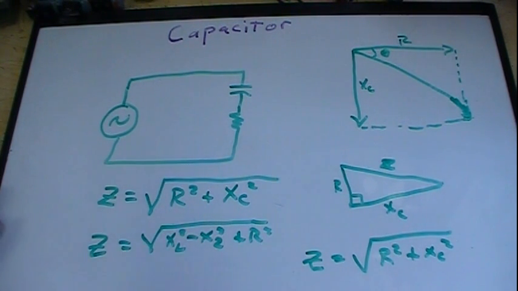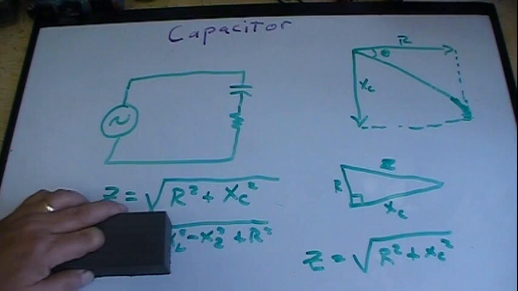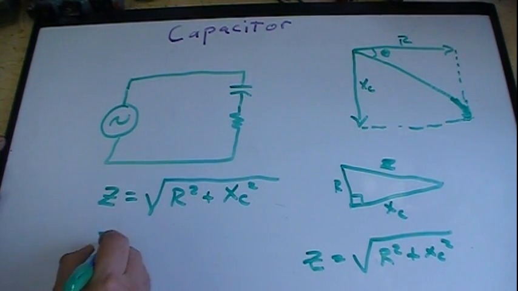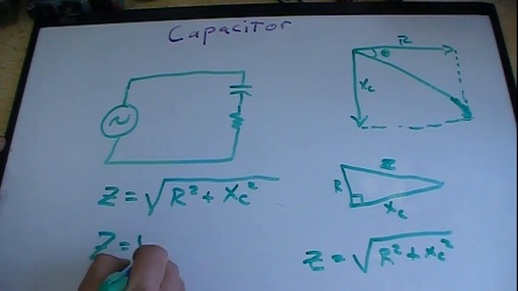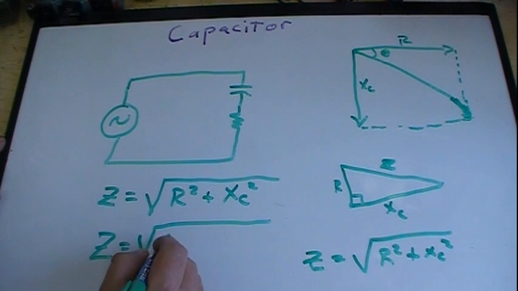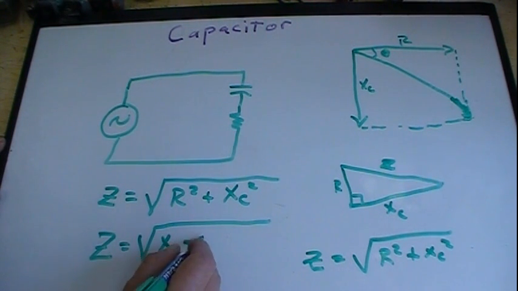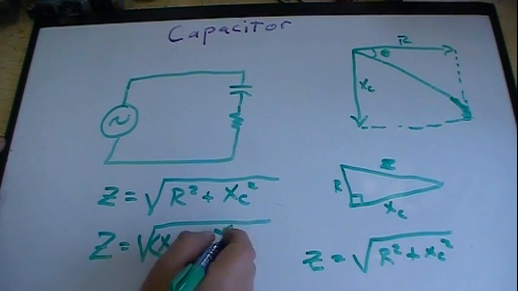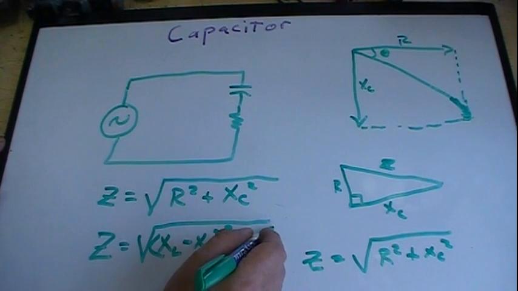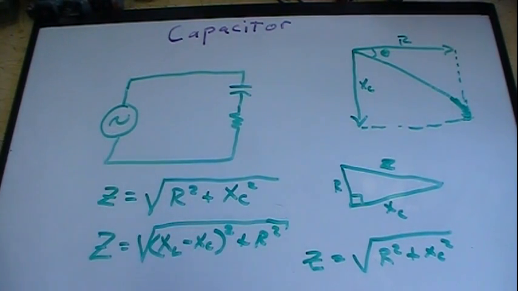The actual correct formula for this, when you have all three, is Z equals the square root of inductive reactance minus capacitive reactance, that as a unit being squared, plus R squared. I forgot the parentheses, so that was a mistake off the first one. This is the corrected version here.